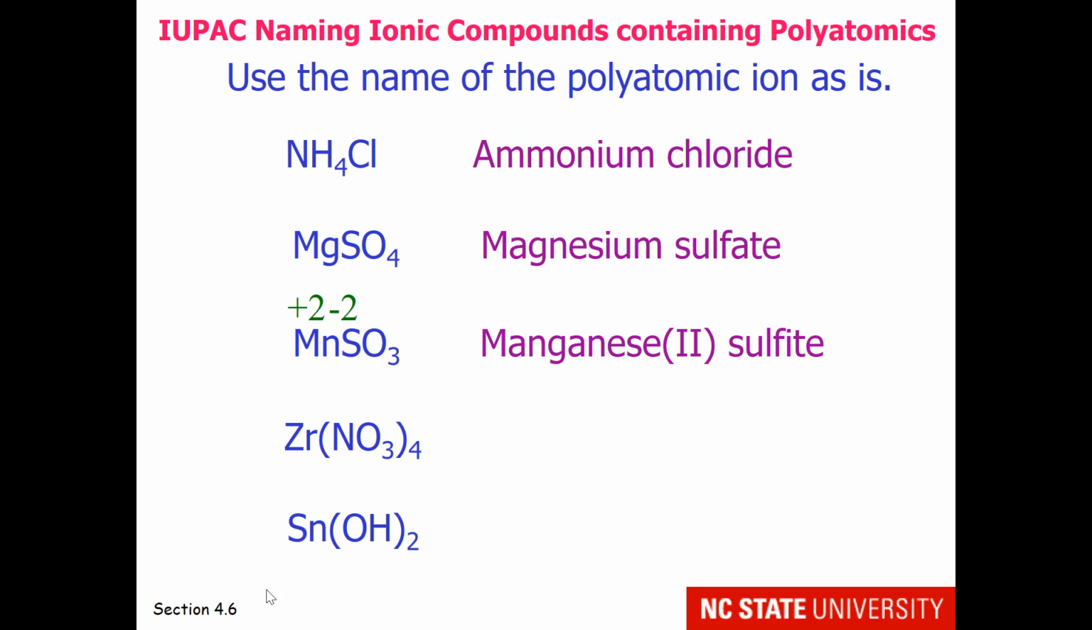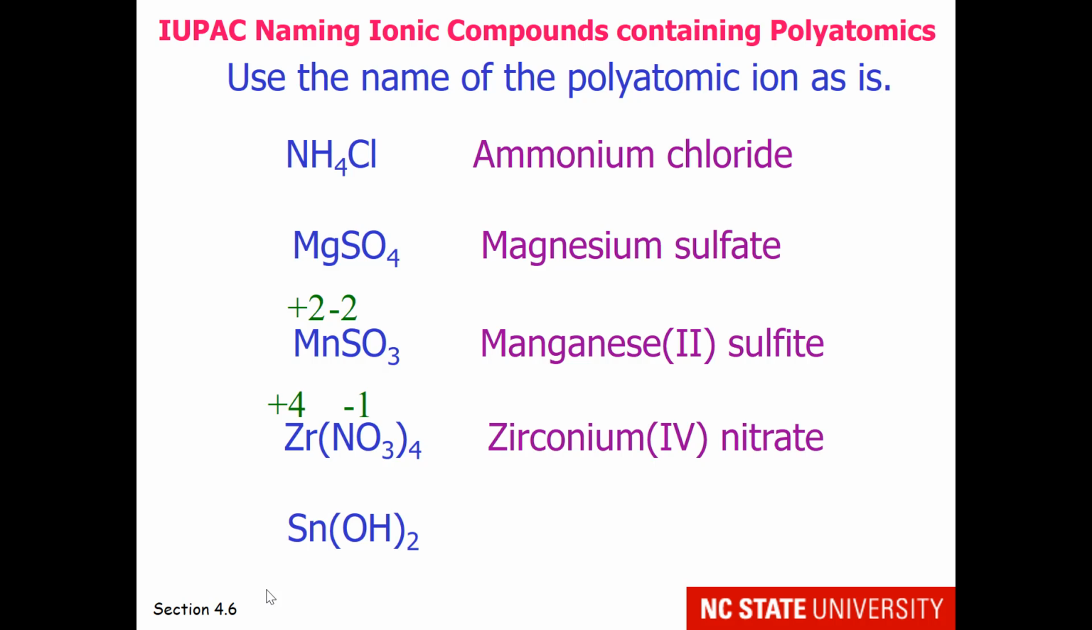The next one is zirconium with what's known as the nitrate ion, and there are 4 of them. Each nitrate ion has a -1 charge. So with 4 of them, that's -4, so zirconium must be +4 oxidation state. So this is named zirconium(IV) nitrate.